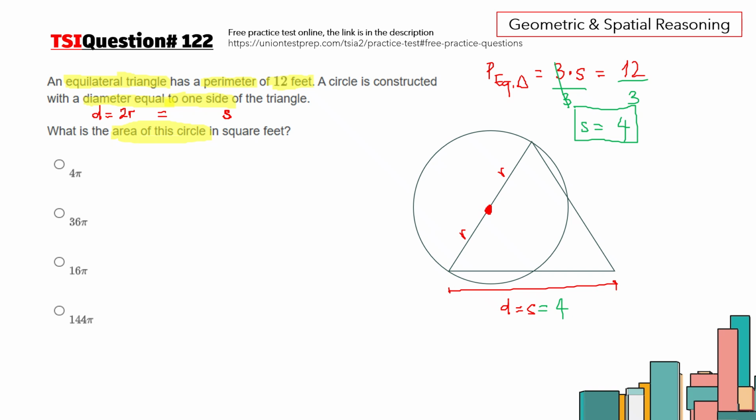So this one is also equal to 2R. Now we have to find R. We divide both sides by 2, so that R is equal to 2.